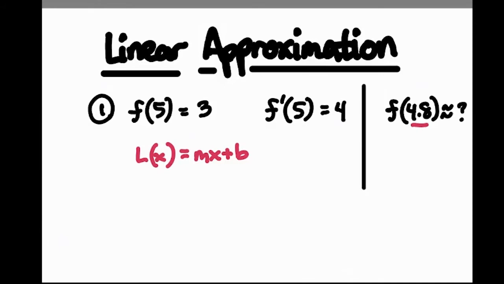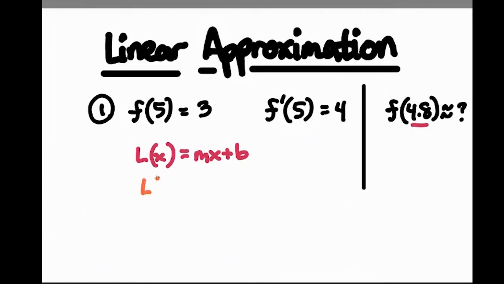Okay, we're trying to find a line equation and then plug in 4.8 based on the information that's given. So here we go. We know that our m is 4 at 5. If you remember, I told you before, whenever you use a linear approximation, it has to be close to whatever value you have. So we have 5, we're looking for 4.8. 4.8 is pretty close to 5. Okay, so let's make that whole equation here.